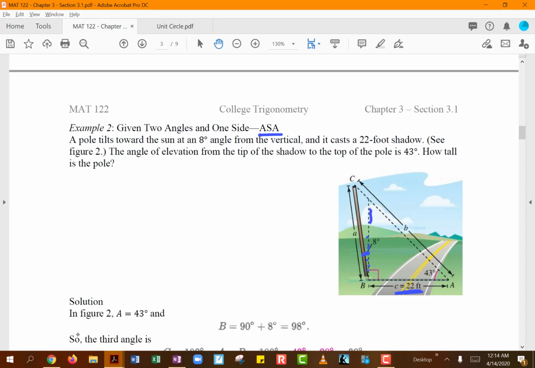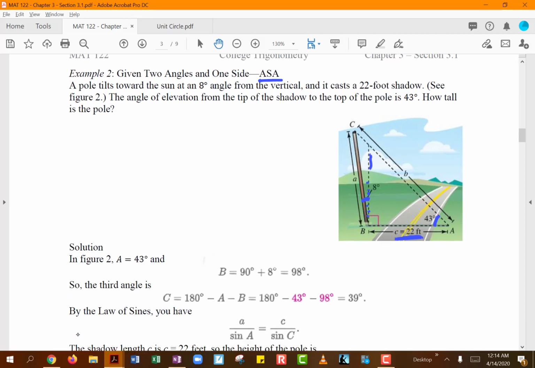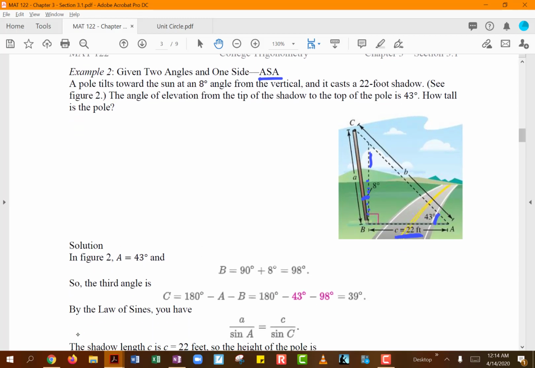And they're telling us the angle of elevation from the tip of the shadow to the top of the pole is 43 degrees. So that's going to be this angle right here. And they just want to know how tall the pole is going to be. Okay, so let's take a look at this.